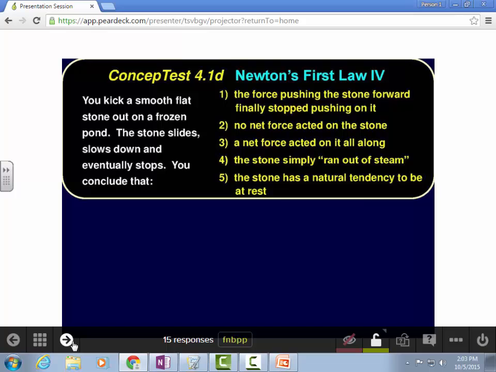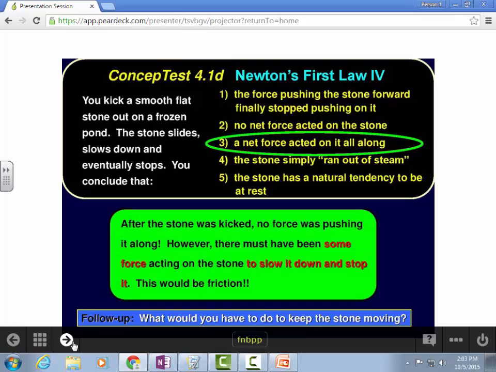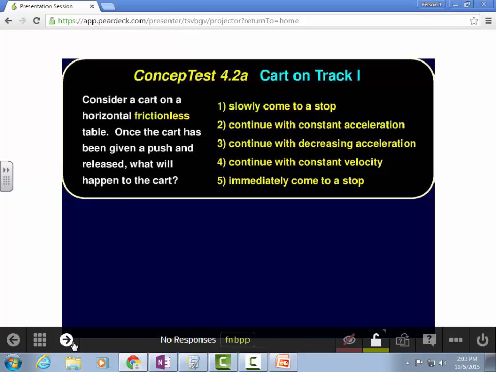And that is correct. The answer is 3. A net force acted on it all along. What would you have to do to keep the stone moving? You have to apply a constant force to overcome the force of friction. Yes? Weren't we using ice as a no-friction surface earlier? Yes, but they're telling you it slows down. So that means that clearly ice is not perfect.